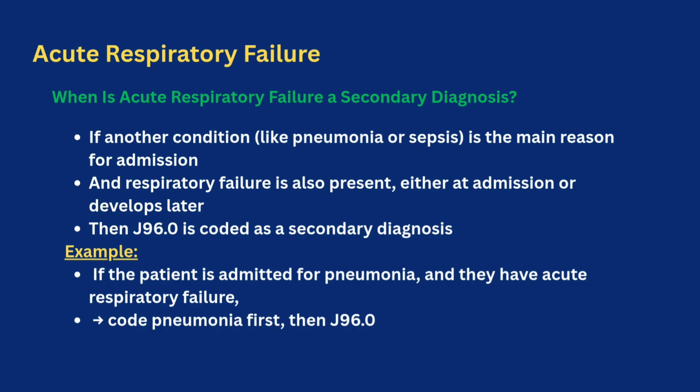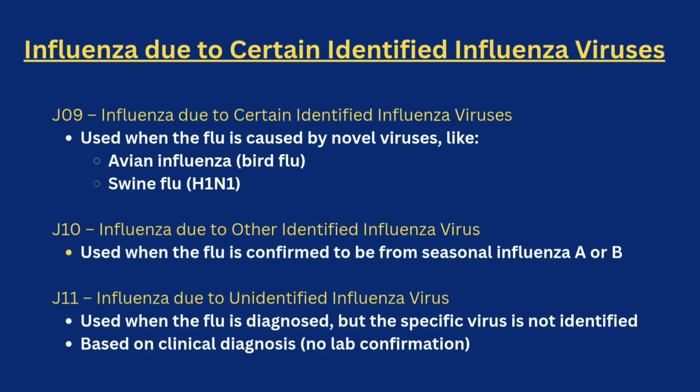Then, when can acute respiratory failure be given as a secondary diagnosis? If another condition like pneumonia or sepsis is the main reason for admission and respiratory failure is also present along with this condition or develops later, then the reason for the encounter, that condition, should be the primary diagnosis and respiratory failure should be the secondary diagnosis.